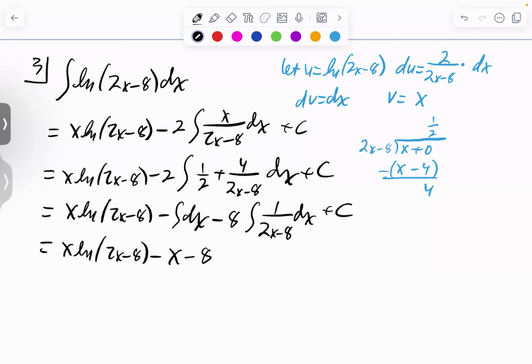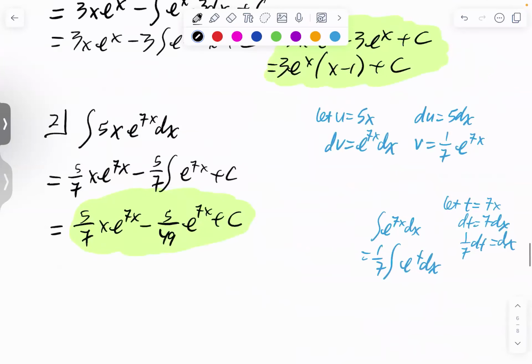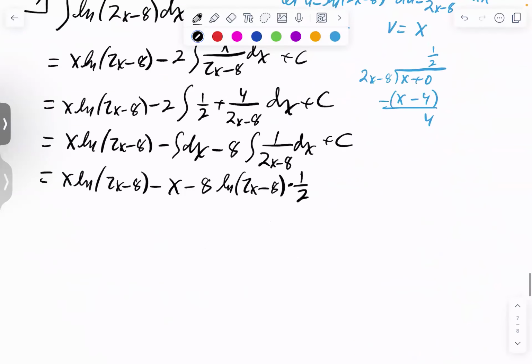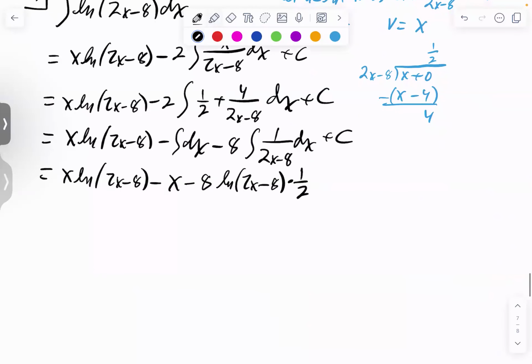Now, the integral of 1 over 2x minus 8, if you remember, becomes the natural log of 2x minus 8 times an extra 1/2 because of that 2 in front. We did that a little bit earlier in the previous video, so I will show it here real quick. Let me just demonstrate that off to the side here. The integral of 1 over 2x minus 8 dx, I'm going to let t be 2x minus 8. Again, I'm using t instead of u because we already have u's going on here. It's going to get confusing.